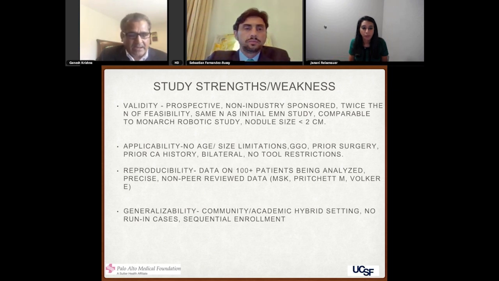Regarding reproducibility, we are now looking at over 100 patients with similar characteristics being analyzed with the intention to publish. And there are other non-published studies, including that of Dr. Pritchett, who has done probably the most number of cases now, as well as Dr. Volker, who also trains fellows, that are at par with or better than our diagnostic yield.